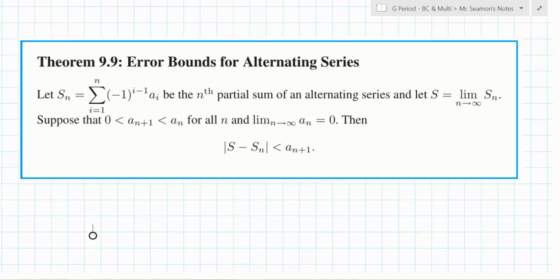That's what we've been doing, right? We've been finding a lot of those. So that's the first line. That's just defining our variables. Suppose that, this is important, a_{n+1} is always greater than 0 and less than the one before it.